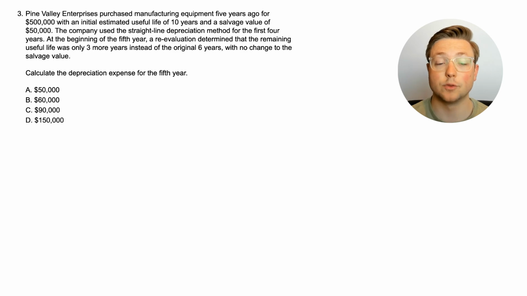All right, here we are at question 3. Pine Valley Enterprises purchased manufacturing equipment 5 years ago for $500,000 with an initial estimated useful life of 5 years and a salvage of $50,000. The company used the straight-line depreciation method for the first 4 years. At the beginning of the 5th year, a reevaluation determined that the remaining useful life was only 3 more years instead of the original 6 years, with no change to the salvage value.